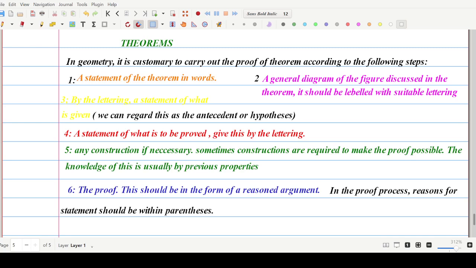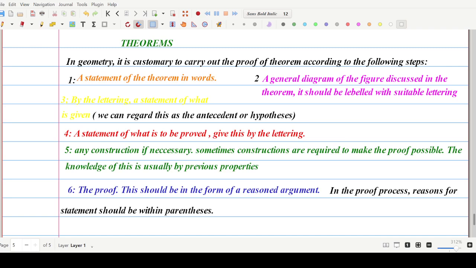So this number 2 step is that a general diagram of the figure that is discussed in the theorem should be labeled with suitable lettering. Like if I draw a triangle now, I will label it as ABC. It should be labeled like that with suitable lettering. Number 3 step is, by the lettering you have given, a statement of what is given.